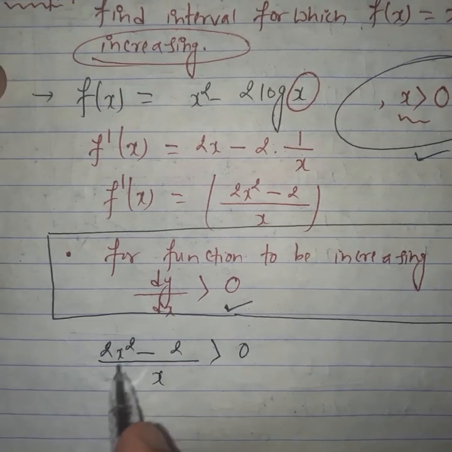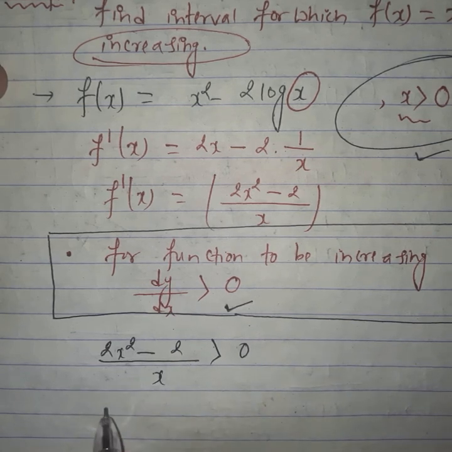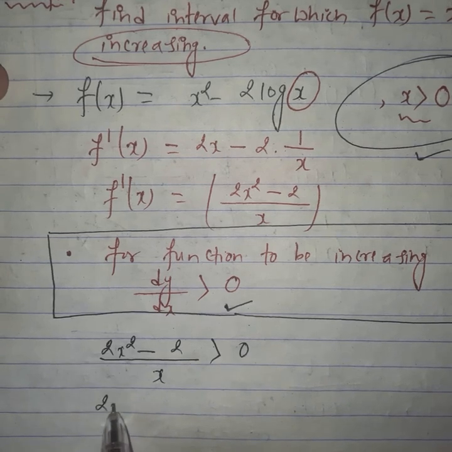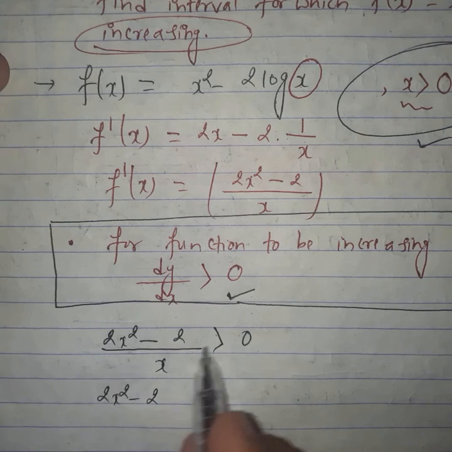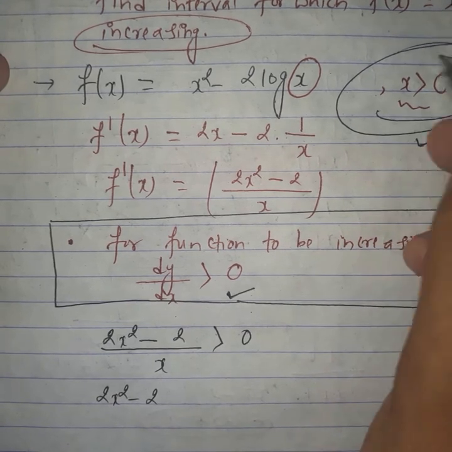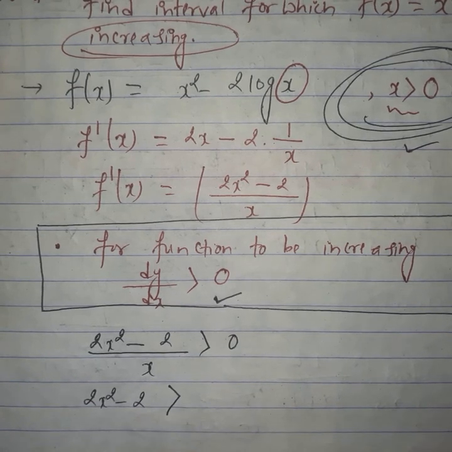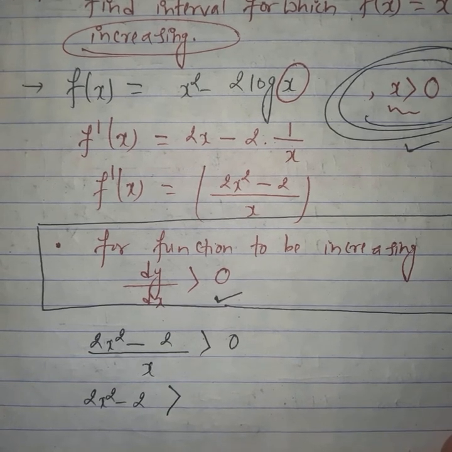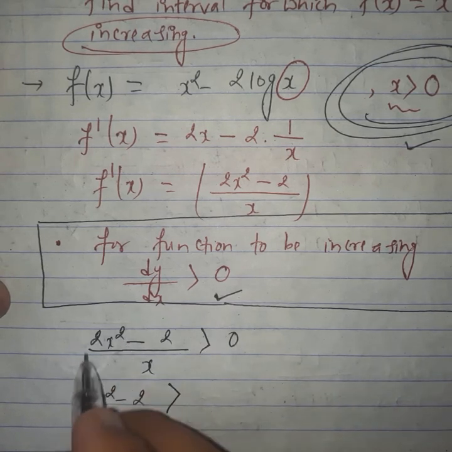So let's multiply both sides by x. After multiplying both sides by x, our expression will be 2x square minus 2. The x will be cancelled out, and here x is a positive real number, so the sign of the inequality remains the same. If we multiply both sides of the inequality by a positive number, then the sign of the inequality will remain the same.